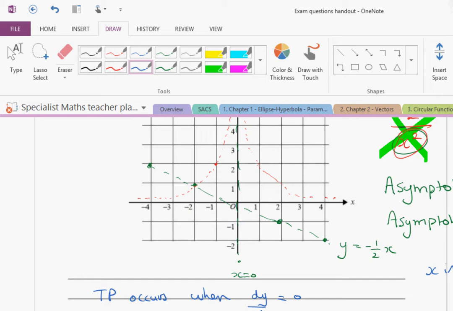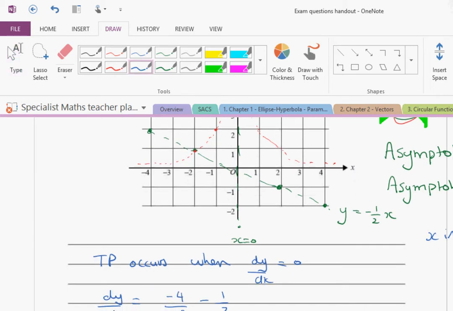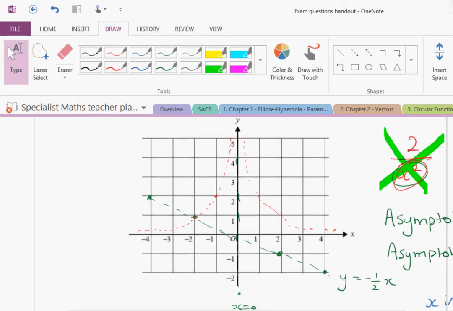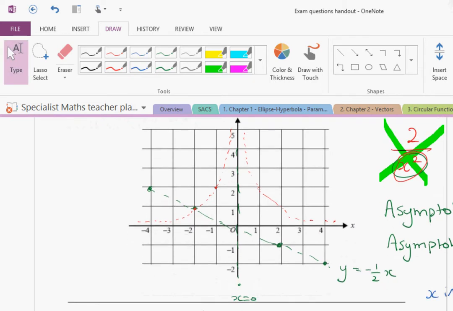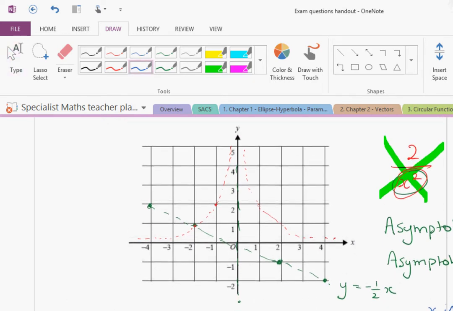We're going to say that a half is equal to negative 4 on x cubed. Therefore, x cubed is equal to negative 8. Therefore, x is equal to negative 2. And then when x is equal to negative 2, y is equal to, I think it was 3 on 2. Is that right? Yeah. So we've now found this coordinate here: x equals negative 2, y equals 3 on 2. So there you go, there's our turning point.